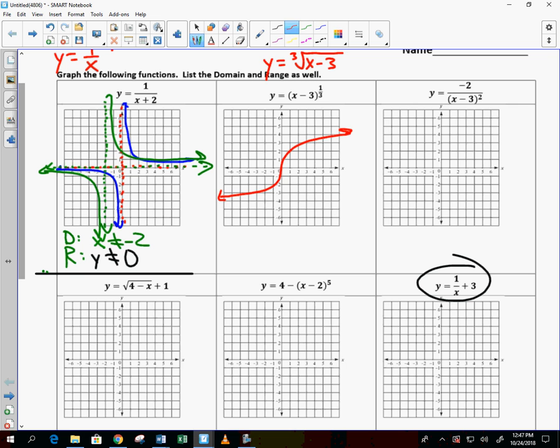So there we have it. What's the transformation? 3 to the right. Domain, all reals. Range, all reals.